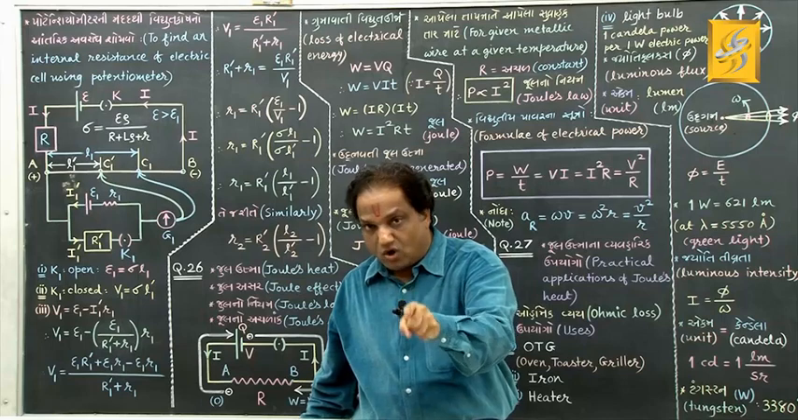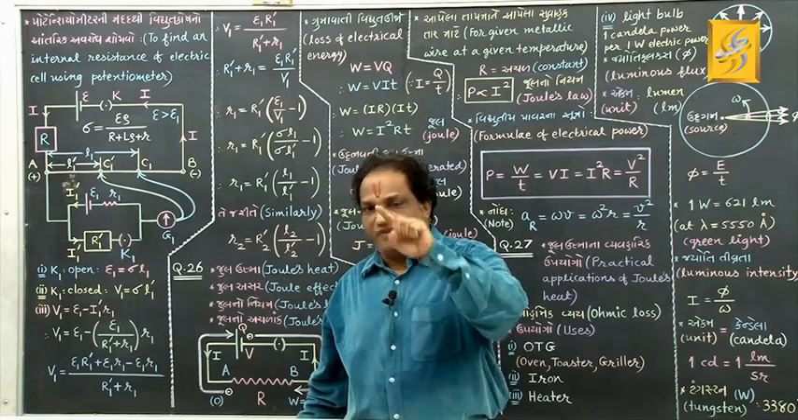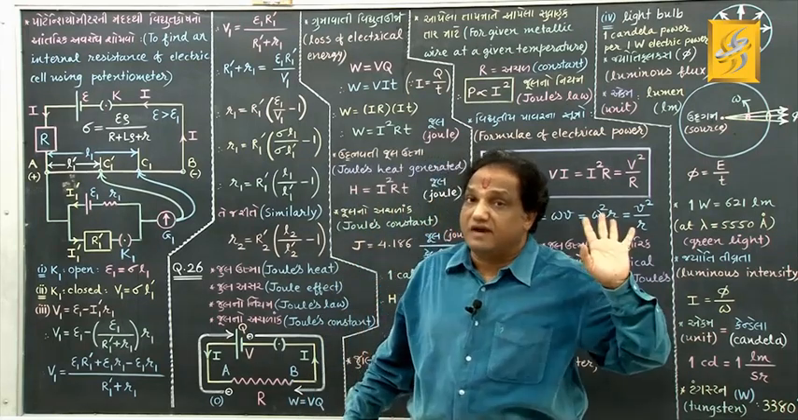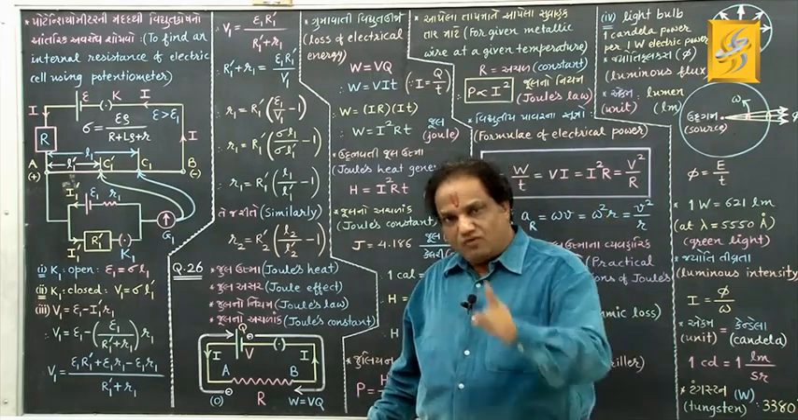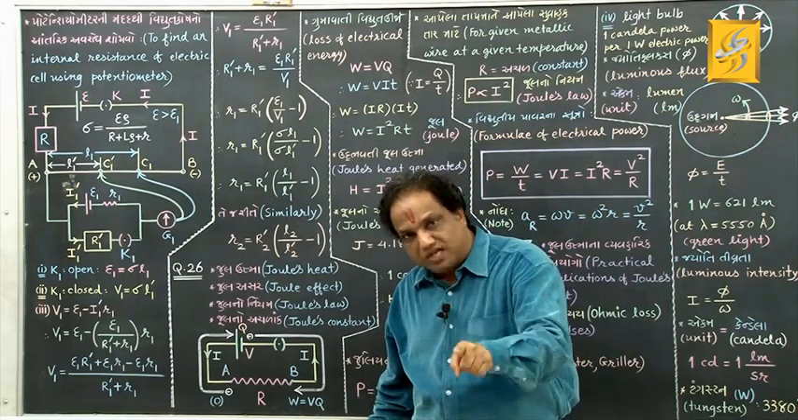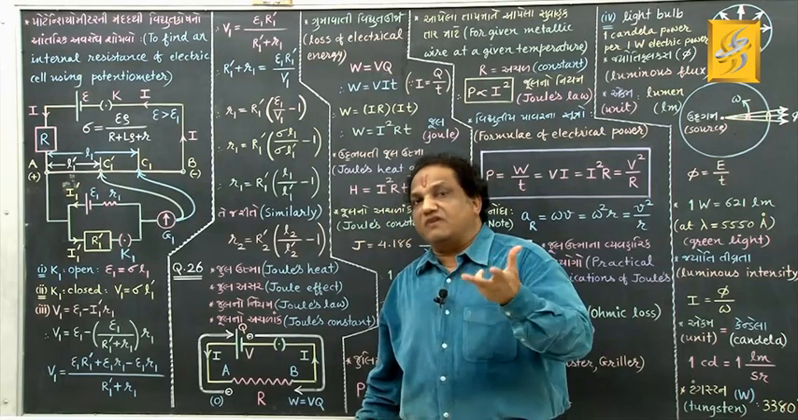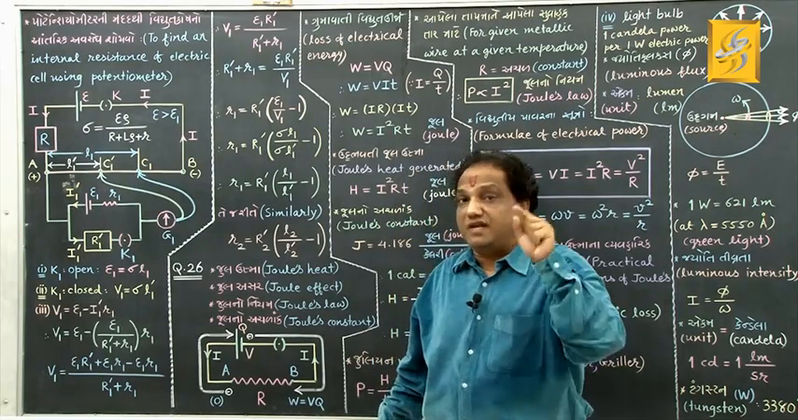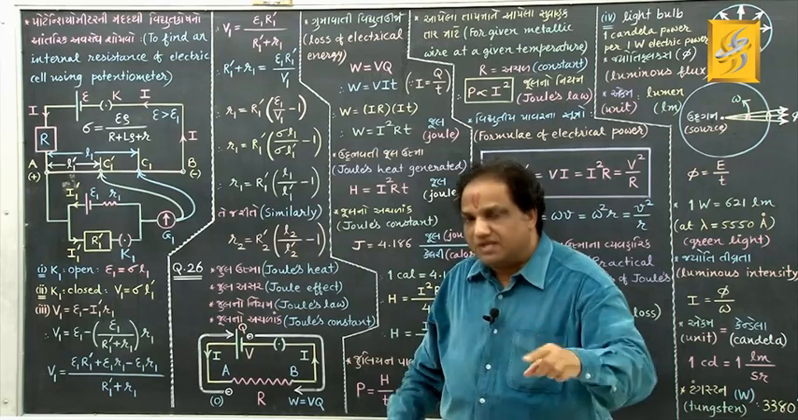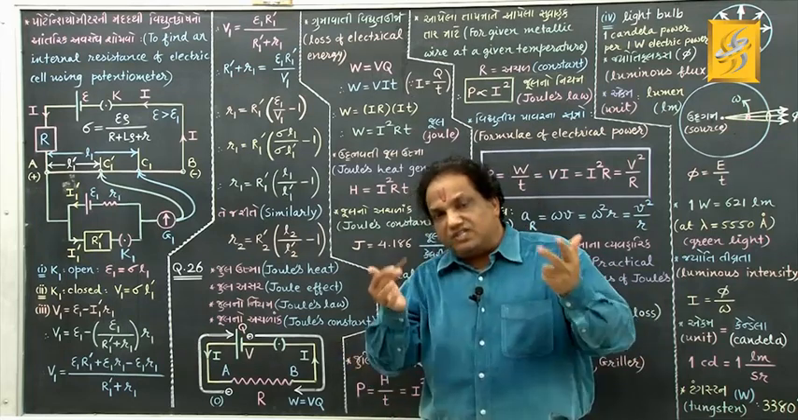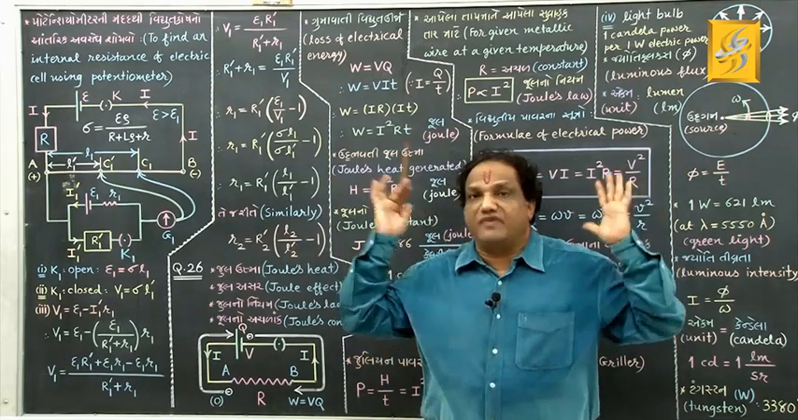This heat is called Joule's heat and this very phenomenon is called Joule effect. I repeat, whenever electric current is passed through any conductor, whatever amount of heat energy is generated in it due to its resistance is called Joule's heat and this very phenomenon is called Joule effect.